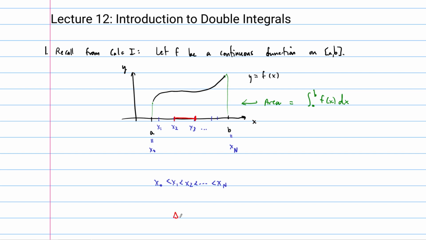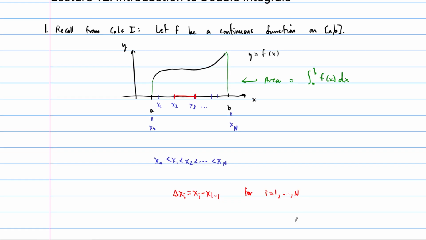We call that delta x sub i. It's always going to be x sub i minus x sub i minus 1, and this will be true for i equals 1 through n. So that's the length of the base. And then we have to choose any point. We'll call it x sub i star, any point between x sub i minus 1 and x sub i. It could possibly be the endpoints, but any point in the interval, including the endpoints.